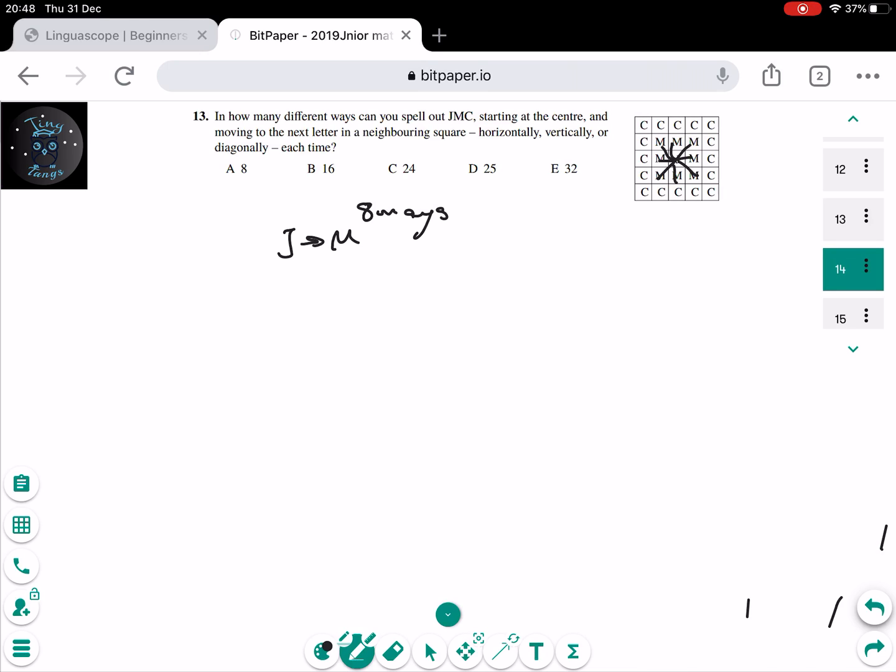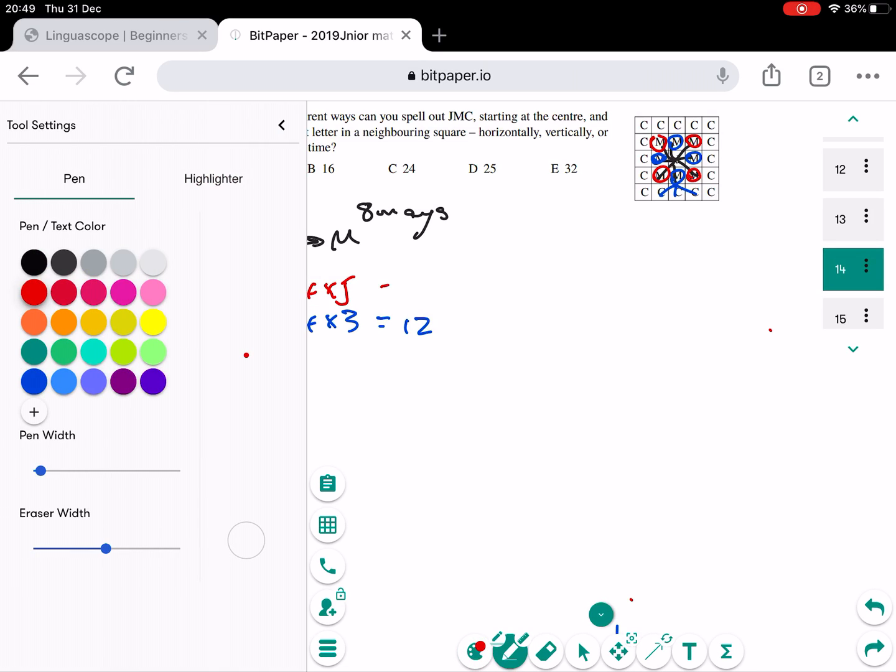And then from M to C, for example, if it's on a corner, so, wait, let me change a colour. That would probably be better. So, for example, if I used red. For these corner pieces, like these that I have circled in red, there are 5 ways. So it's 4 times 5. And in these middle bits, from M to Cs, like here, there are 3 methods. So it's 4 times 3. That equals 12. And that equals 20.